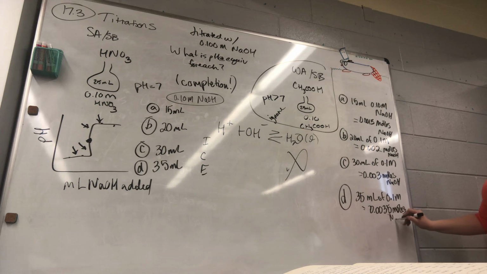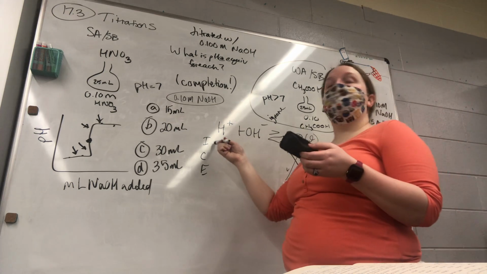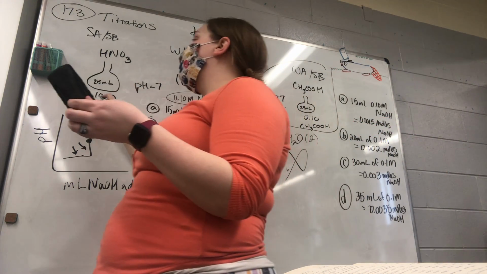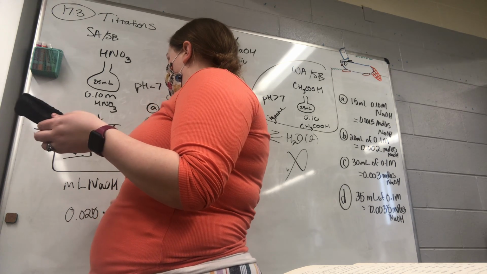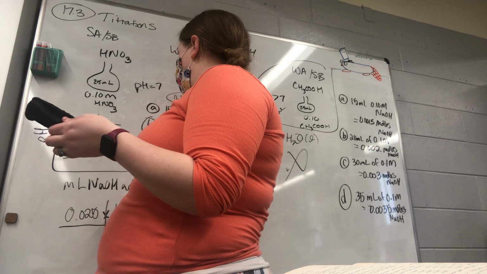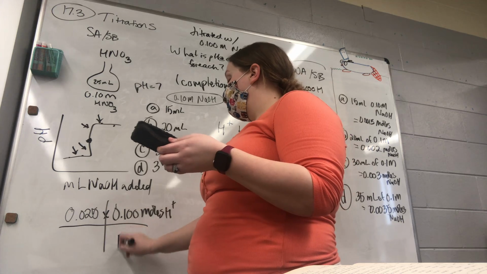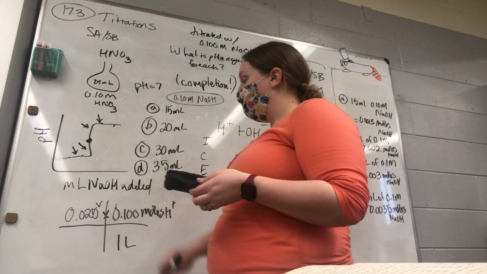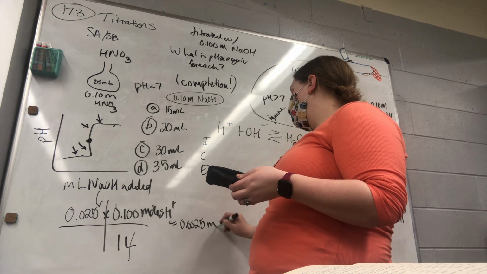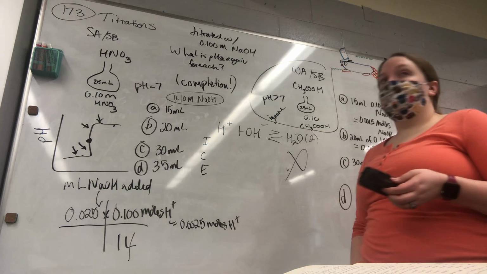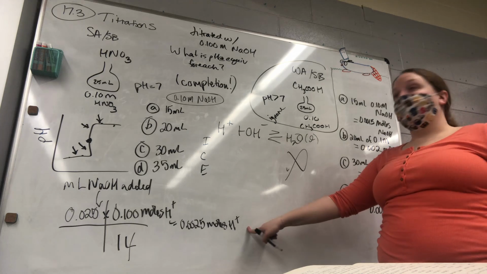Okay. What else do we need moles of? The acid, right? We're starting with 25 milliliters of 0.1 molar, so what's our moles? 0.0025. Right? All right, we're set up. Now what? Where's this number go?